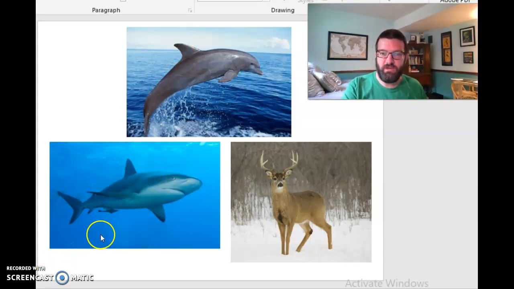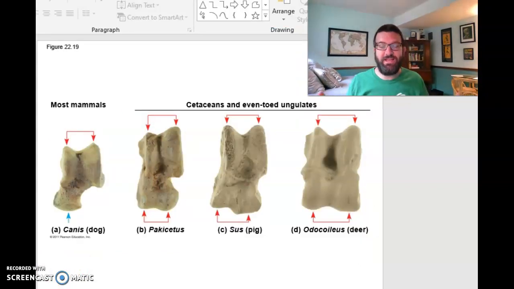Again, convergent evolution. And you may look at that last slide and say, how in the world do we know that dolphins and whales evolved from hooved mammals, right?